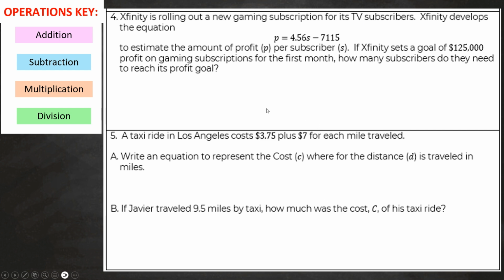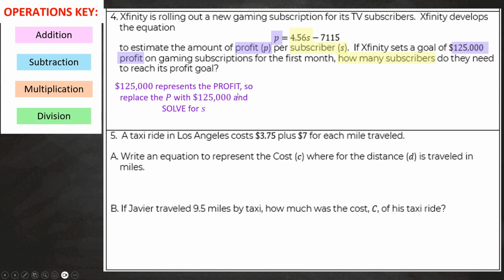This is our second benchmark for this lesson. Xfinity is rolling out a new gaming subscription for its TV subscribers. Xfinity develops the equation, so they're giving us the equation in this problem. P is equal to 4.56S minus 7,115, to estimate the amount of profit, P, per subscriber, S. If Xfinity sets a goal of $125,000, so this is their profit goal, on gaming subscriptions for the first month, how many subscribers do they need to reach its profit goal?